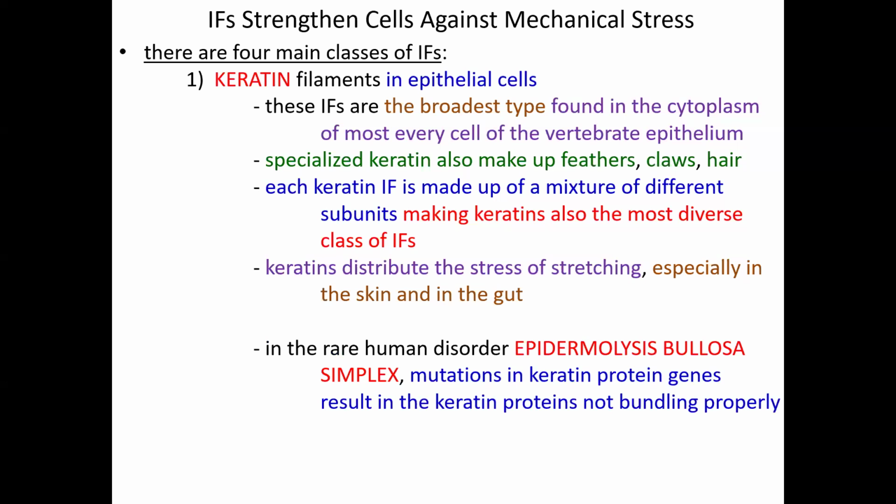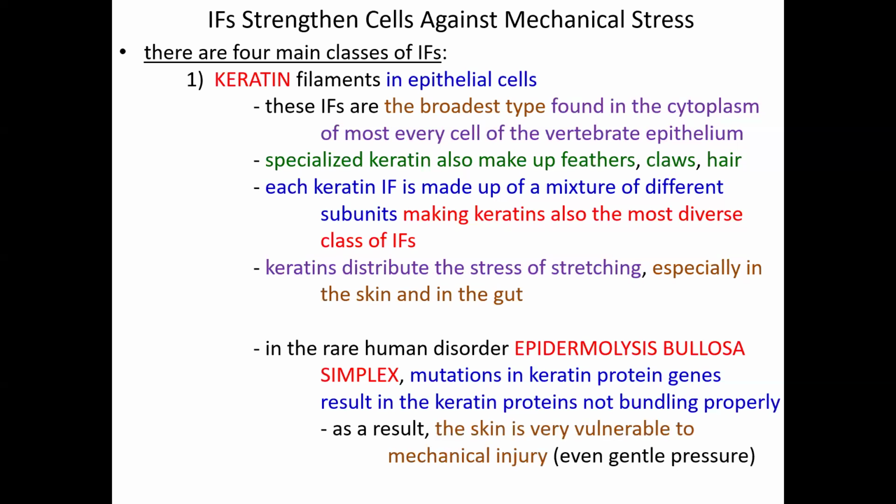We can see a case study of this in the unfortunate case of epidermolysis bullosa simplex. That's a rare genetic disorder that involves mutations in the keratin gene. So the genes that encode the keratin protein are mutated. Keratin proteins are not bundled properly, and so the keratin intermediate filament family does not assemble properly. And as a direct result of this one mutation, skin is very vulnerable to mechanical injury. Skin tears very easily when stretched. There's a lot of bruising and tissue damage, even with gentle pressure.